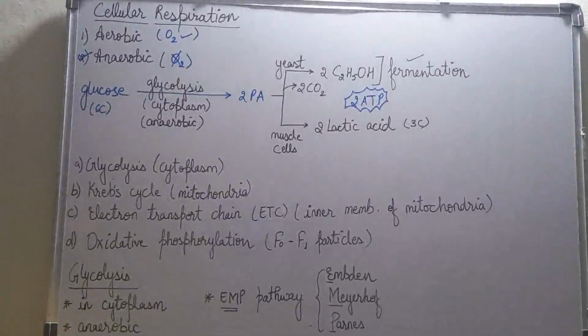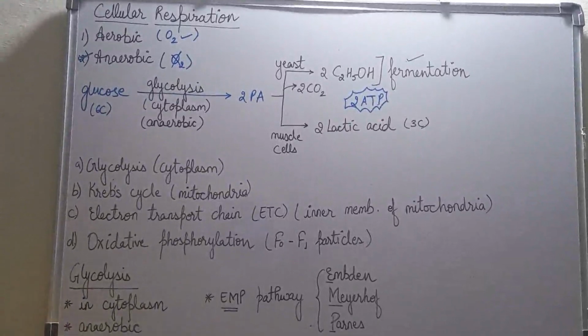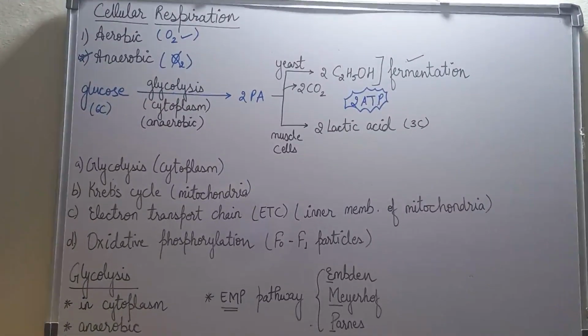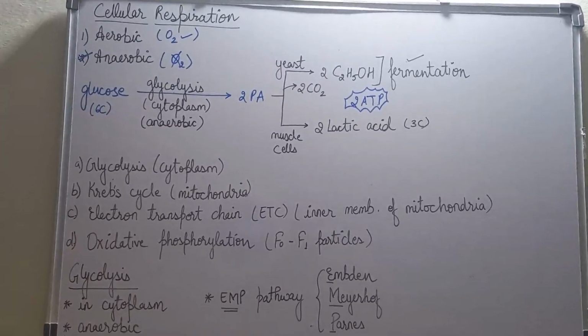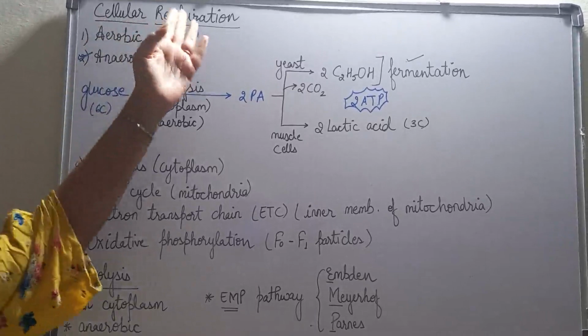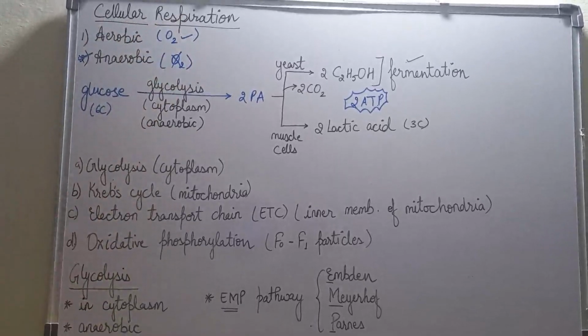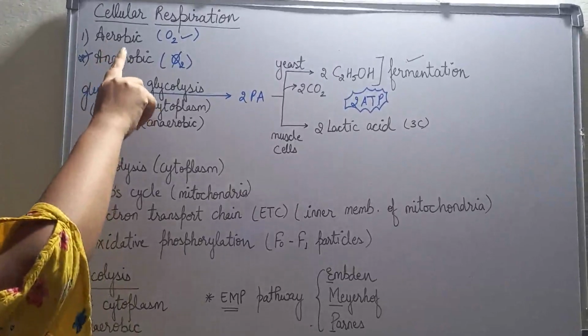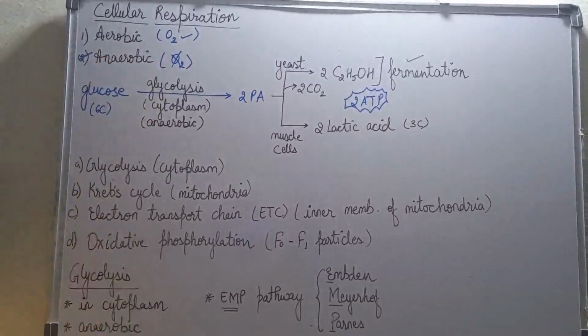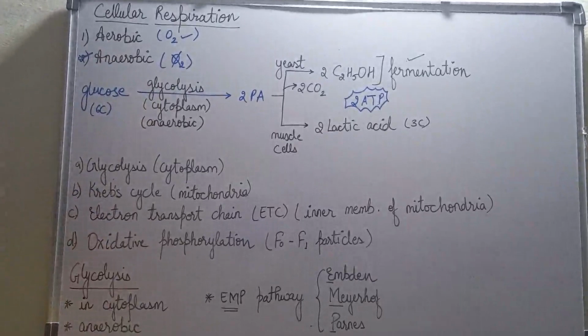Good morning, students. Today we'll start with our new chapter, that is respiration in plants. And we all know that respiration occurs at cellular level, that is, it occurs in cells. That's why I've written cellular respiration. Okay, so now what is this cellular respiration? Before understanding cellular respiration, let us understand what is respiration.